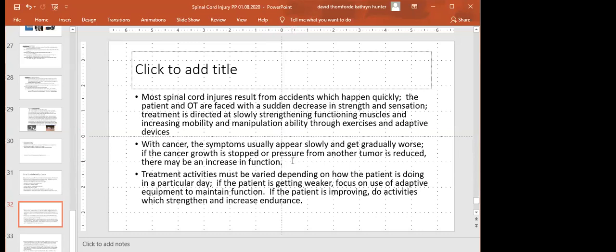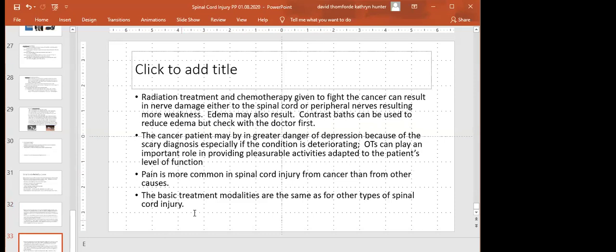So what we do as treatment will depend on how the person is doing on a particular day. We have to be constantly reassessing. If today the patient's tumor is pushing more on the spinal cord, they may be getting weaker, and then we have to focus on using adaptive equipment to maintain function. If they're improving, if the tumor is getting smaller and they're getting stronger, then we can do things that strengthen and increase endurance.